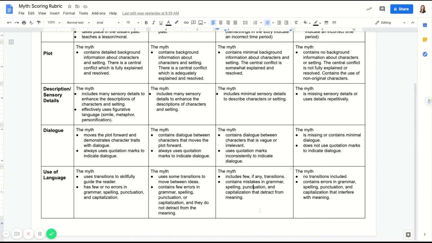And to earn an F in this category, no transitions are included, and errors in grammar, spelling, punctuation, and capitalization interfere with the meaning. That means it's really hard for me to read your writing because the mistakes in spelling, punctuation, capitalization are changing the meaning and I cannot understand what you're saying.